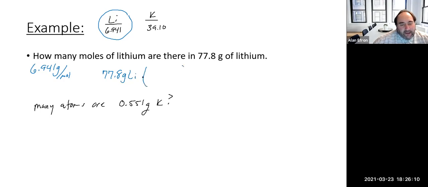In this case, we want to get rid of grams, so we're going to put the grams on the bottom. The number always stays with the grams, and it's always 1 mole when you do molar mass. So the moles part should always be 1, and the number should always stay with the grams part when you calculate the molar mass. That means we're dividing 77.8 by 6.941. That's going to give us 11.2 moles of lithium in this case. Any questions on that one there?